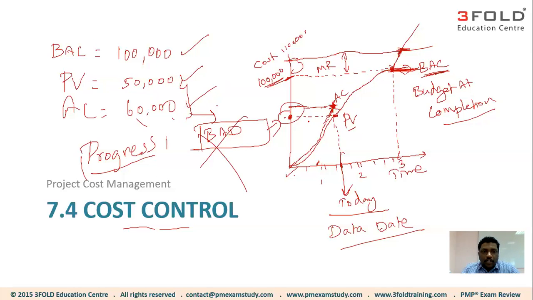So the fourth piece of information, which is the critical piece of information that we need to know before we decide the project is performing good or bad, is the actual progress of the project. Without that, we cannot make the comparison.